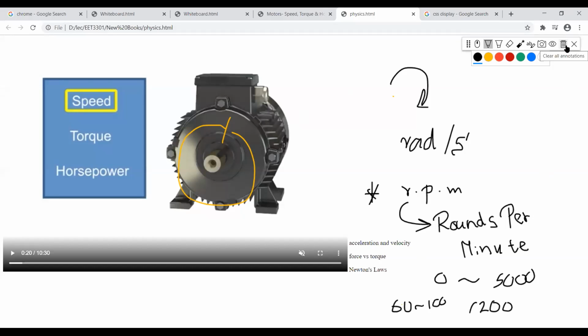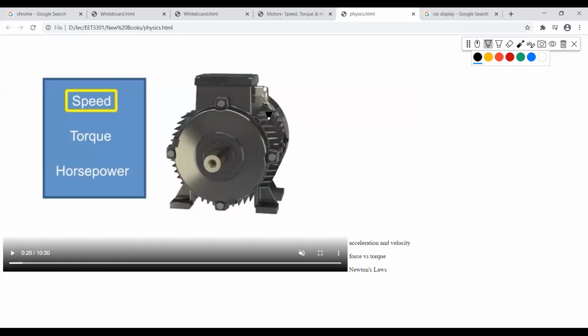And then it comes to the torque. From time to time I'll be checking my chat to make sure that you don't have any questions there.